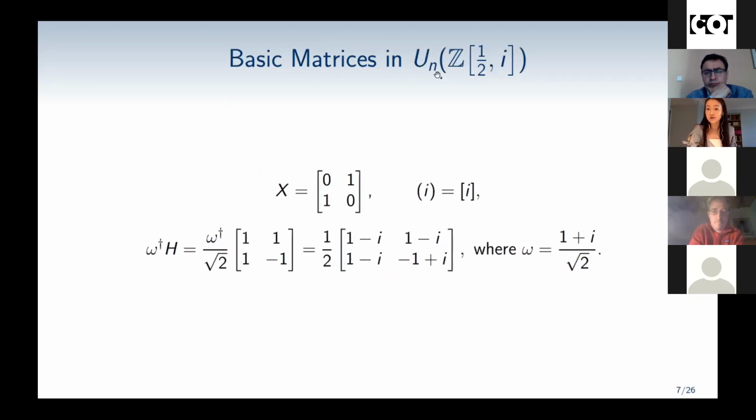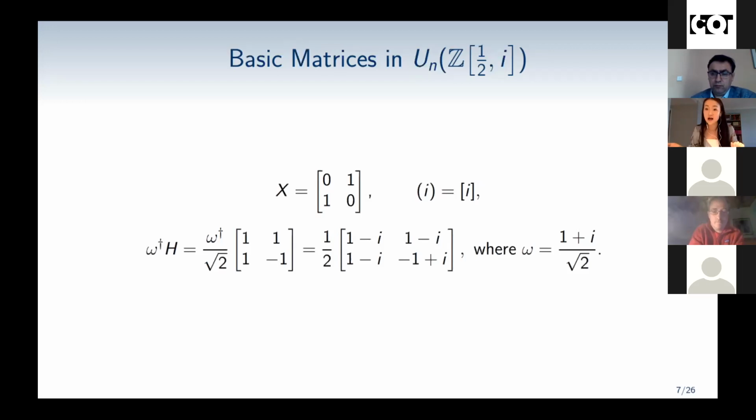In the other group, the larger group, we also have the NOT gate, but here we have this i. It is just a complex number, a 1x1 dimension matrix. And here we call this omega dagger H a scaled Hadamard gate, where omega is just the 8th root of unity.